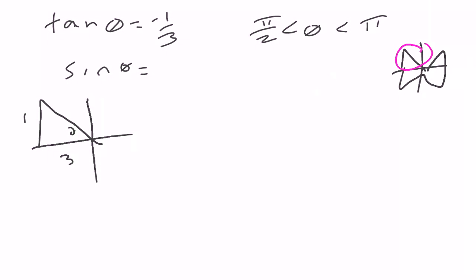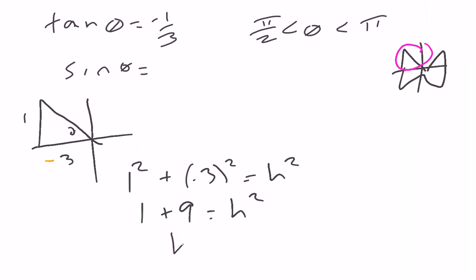Use your brain. Which of those is going to be negative? The 1 or the 3? Not the 1, because that's going up. It's going to be the 3. You have to have that sign in the right place. Then we're going to do 1 squared plus negative 3 squared equals, we'll call it just h, my hypotenuse squared. So 1, a negative number squared is always positive 9, equals h squared.